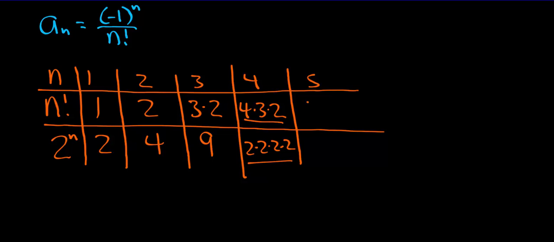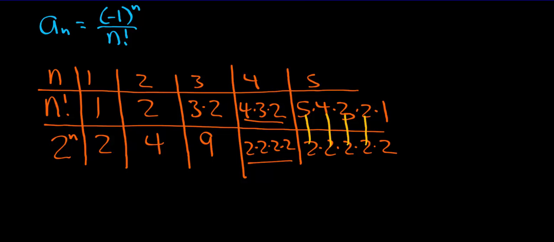Now, if you go up here, you've got 5 times 4 times 3 times 2 times 1, and down here you have 2 times 2 times 2 times 2 times 2, 2 to the fifth. And you can see that clearly the n factorial is going to be bigger than the 2 to the n from now on. Because look, you can compare these. The 5 is bigger than the 2, the 4 is bigger than the 2, the 3 is bigger than the 2, the 2 and the 2 are the same. So you can see that the factorial is going to be bigger than the exponential from then on, right?